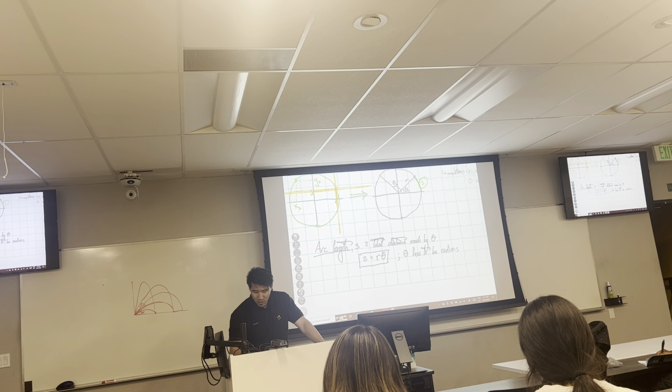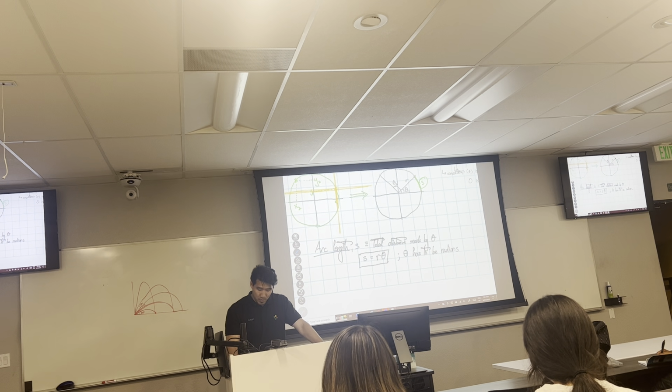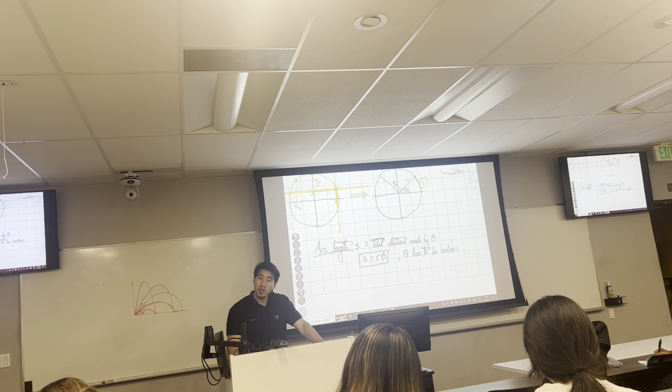Yeah, Maddie. So if we have two spots in the circle that are the same angle width, are they going to have the same arc length as well? Correct. Yes.